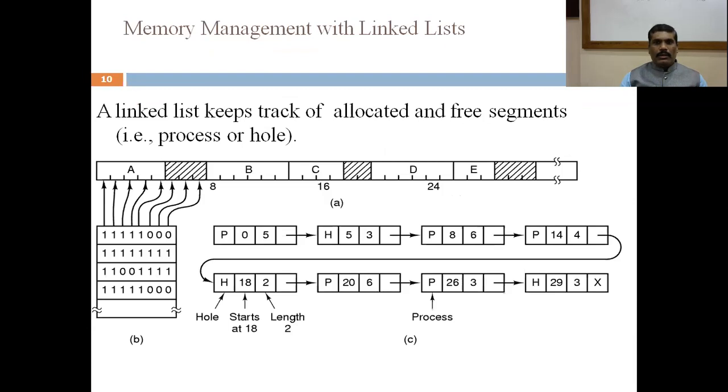This is a diagram. If you see, the memory is shown, and at the beginning of the memory there is process A, and process A occupies 5 allocation units. Then there is free space, that is, 3 allocation units are free. Then there is process B in the memory.